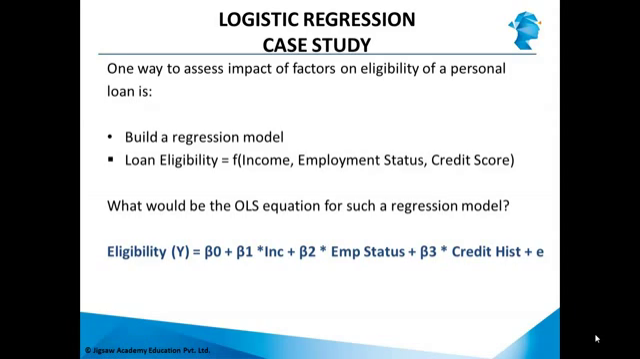So the eligibility is directly a function of default. So eligibility equals beta 0 plus beta 1 into income plus beta 2 into employment status plus beta 3 into credit history plus the error term. This is familiar to us from the linear regression model, and so an intuitive way to relate the default behavior to attributes is to set up a linear regression model like this.